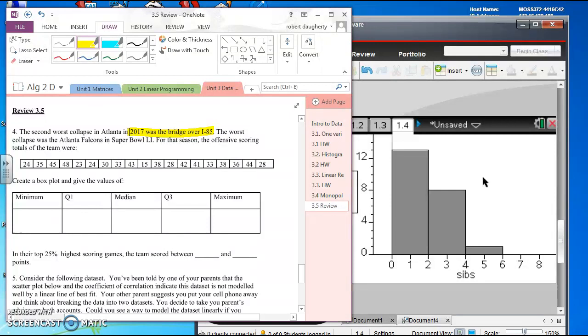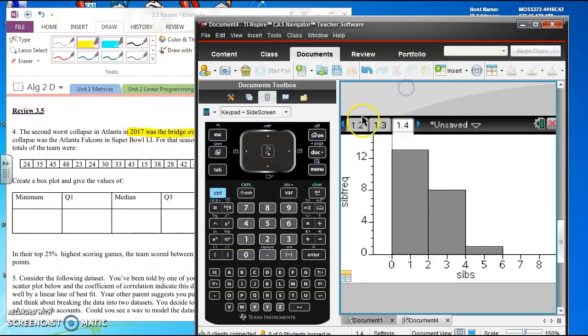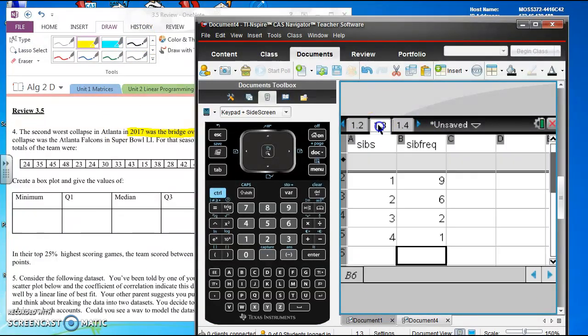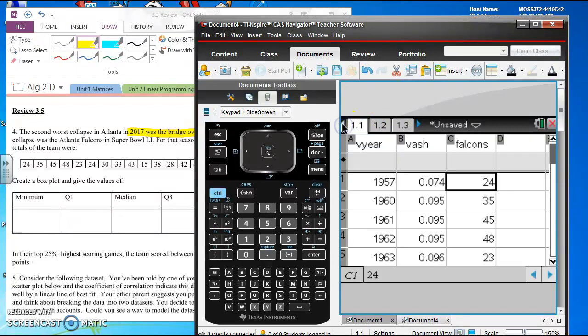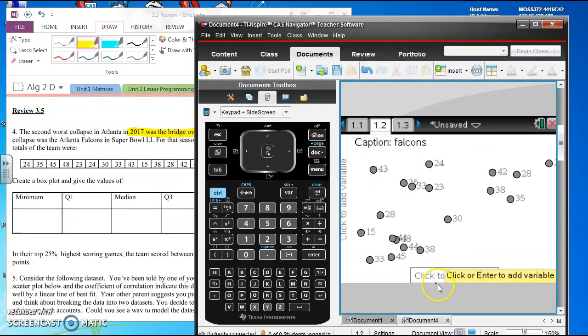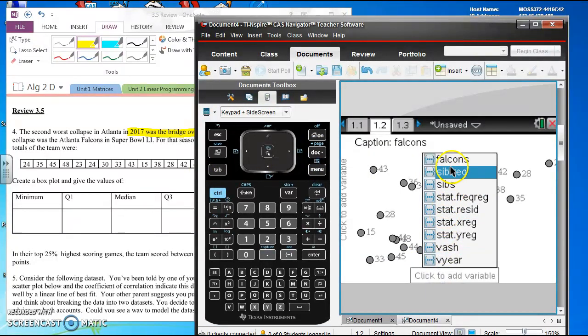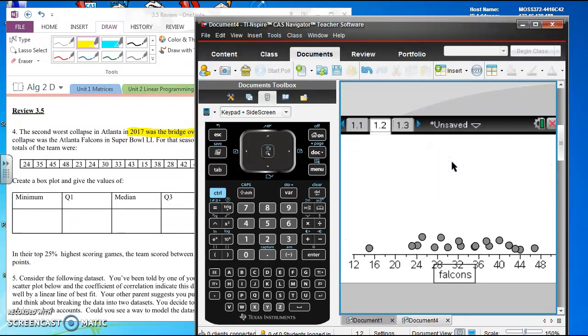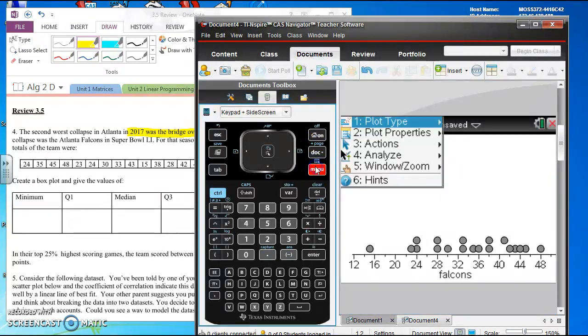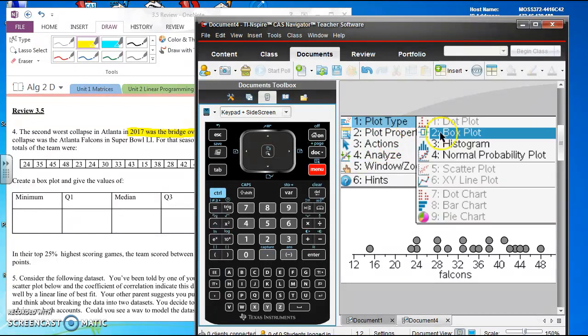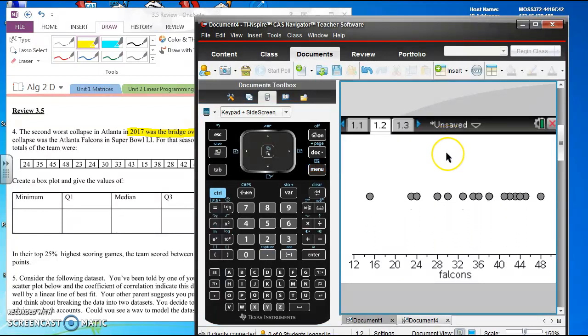So in order to do that, I've already entered my data. I think I've entered the data as Falcons. So I've entered that. So I just need to create a new data and statistics. And I'm going to put the Falcons data right there. And menu, plot type, that will be a box plot.